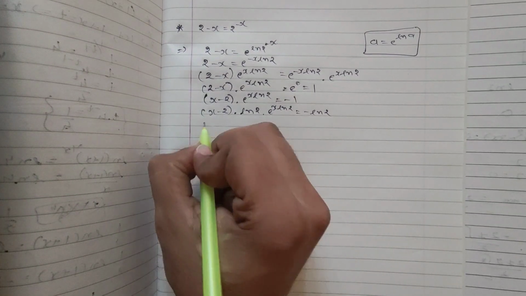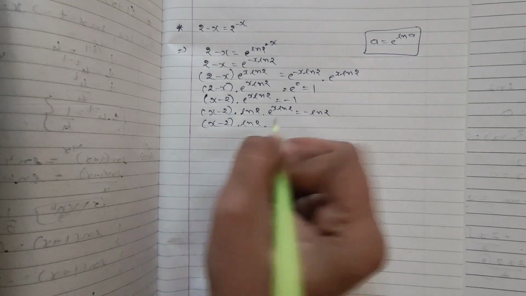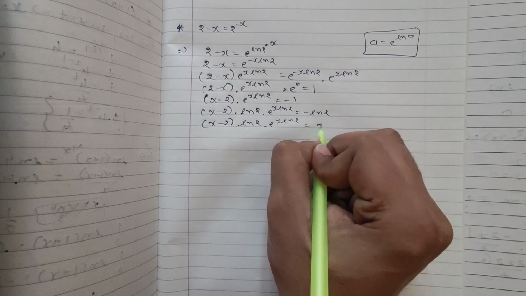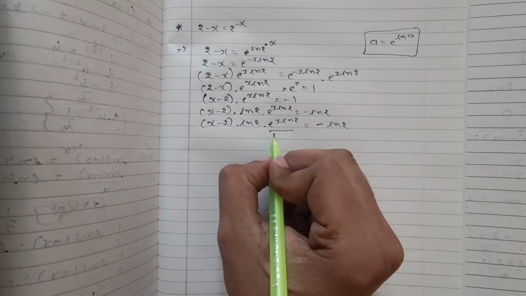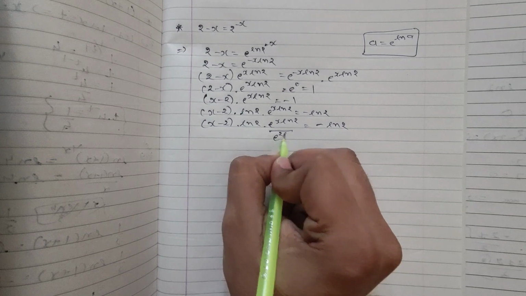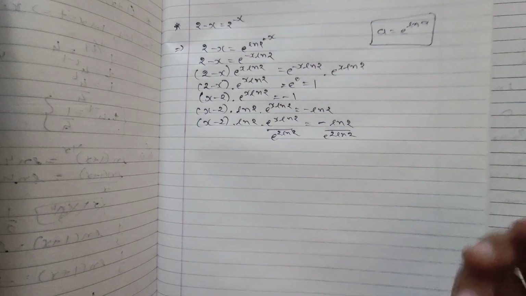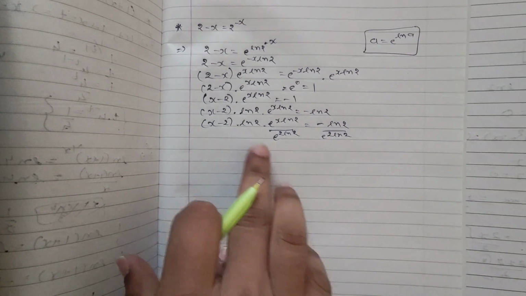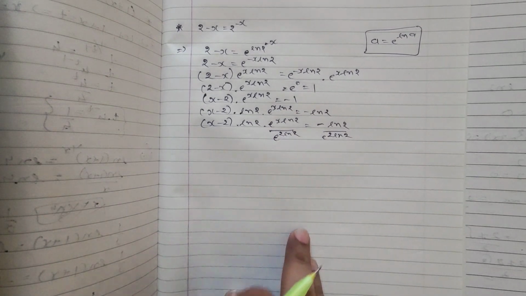So now what we'll do? x minus 2 times ln 2 into e raised to x ln 2 equal to minus ln 2. Now I will divide both the sides by e raised to 2 ln 2. Now I am doing some adjustment in this equation to make it very easy. Why I multiply by ln 2 and why I divide by e raised to 2 ln 2, as I said, you will get to know later in this question, right?